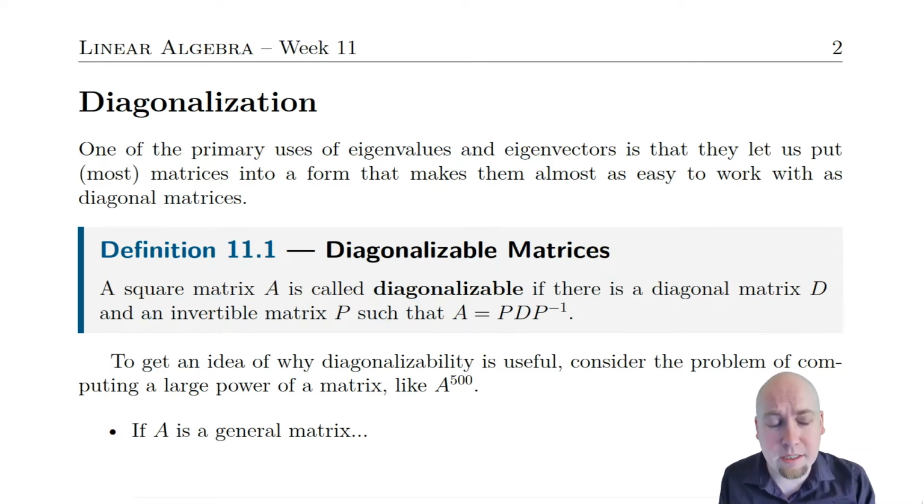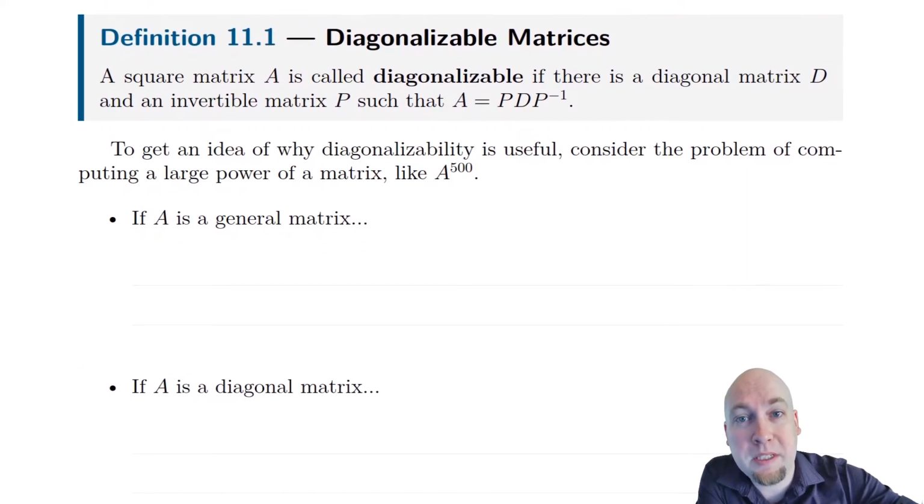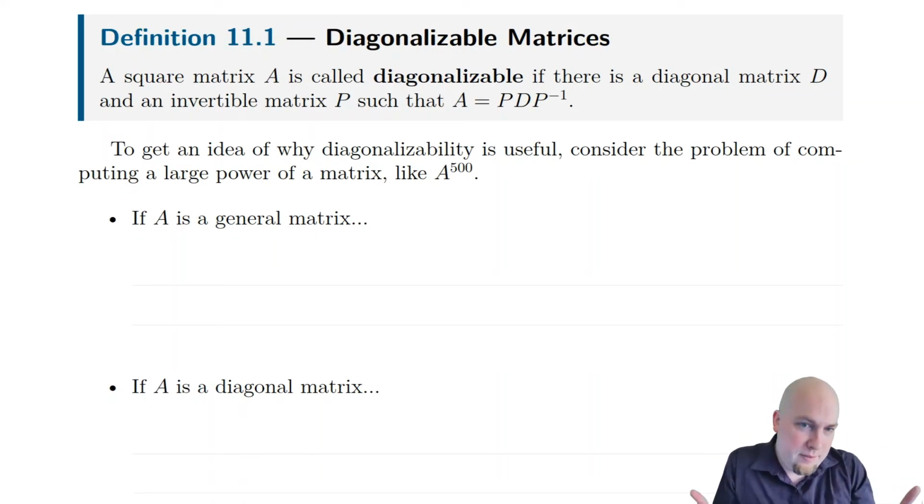Remember, diagonal matrices are really nice because, for example, when you multiply them, you just multiply them entry-wise. Matrix multiplication is the same as entry-wise multiplication if the matrix that you're working with is diagonal. Well, if you're able to diagonalize a matrix, then you're able to do multiplication with it almost as easily. So let's see how this works. First off, let's talk a little bit more precisely about what diagonalization is, and then we'll see why it can be useful.